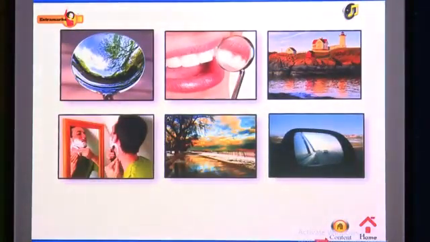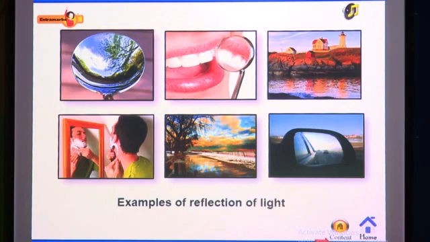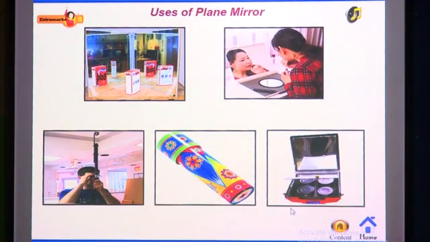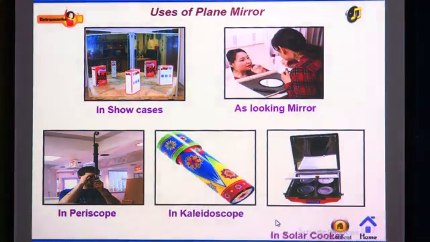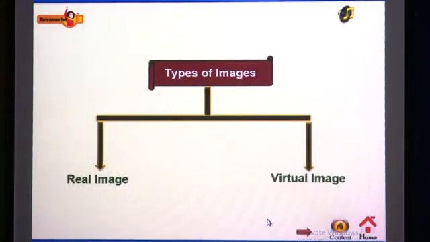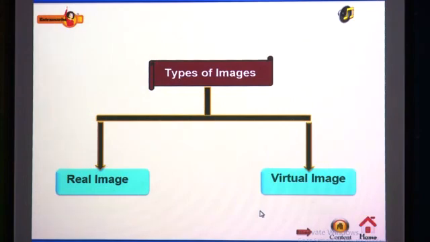Some examples of reflection of light are shown on the screen. A plane mirror can be used in showcases as a looking mirror, in periscopes, in kaleidoscopes, and in solar cookers, etc. There are two types of images: real image and virtual image. Let us know more about them.